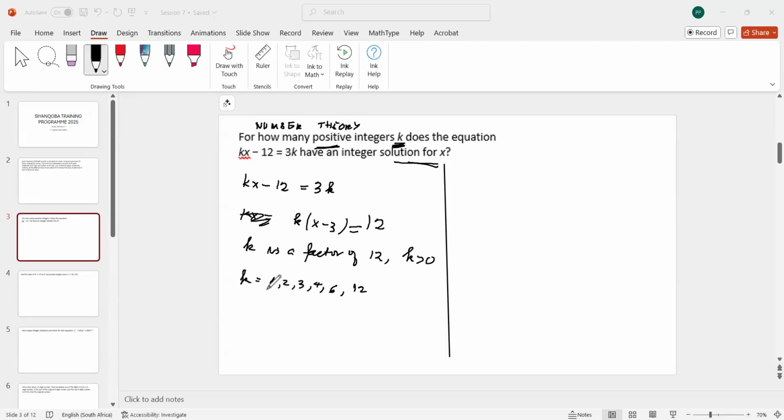Right? I normally write down 1 times 12, 2 times 6, 3 times 4, and stop there. That way I've got all my factors. So the answer is, for how many? The answer is 6. So this is an easy problem. There are 6 values of k, and the question is for how many positive integers, and the answer is 6.